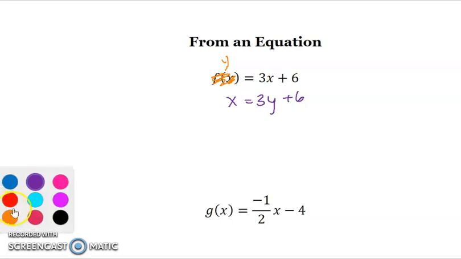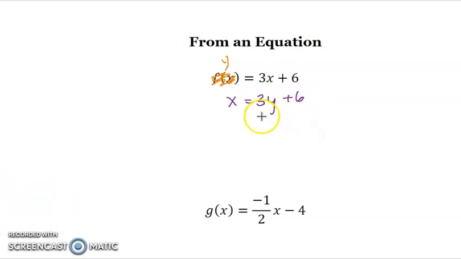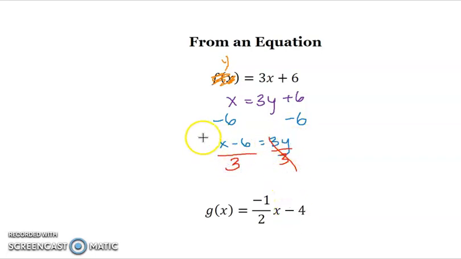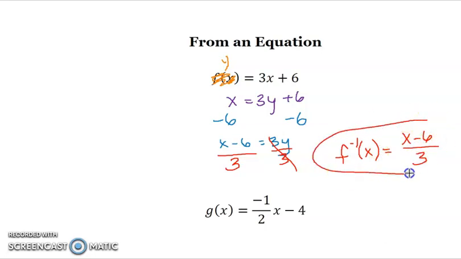Now we want to get the new y all by itself, so we're going to solve for the new y. Subtract 6 on both sides, and we get x minus 6 equals 3y. We've got 3 times y, so we have to divide out the 3. That leaves us with y equals x minus 6, and then divide by 3. So f inverse is equal to x minus 6 all divided by 3. That's the inverse.